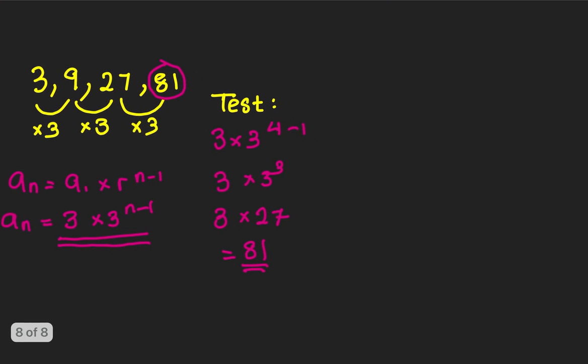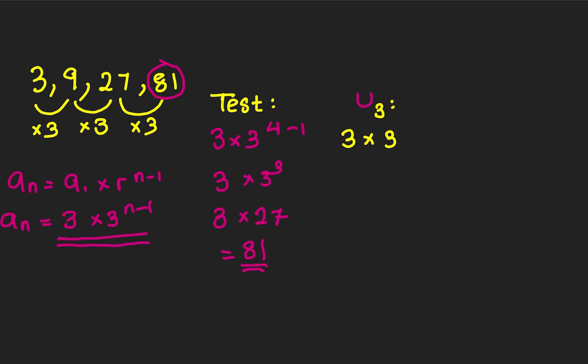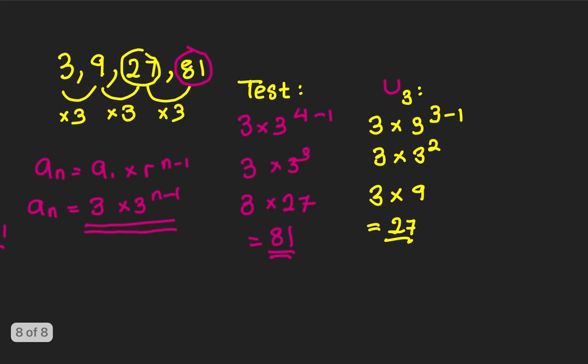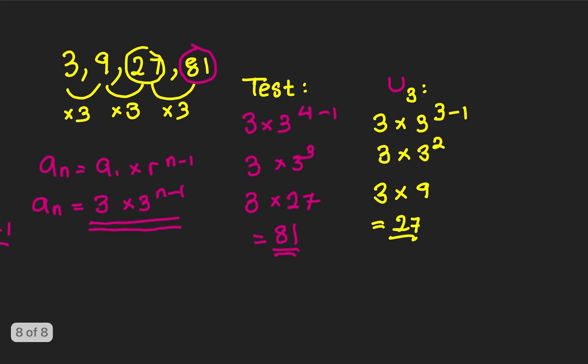Let's go backwards and test our third term. 3 times 3 to the power, our third term, minus 1. 3 times 3 to the power 2. To simplify this even more, 3 times 9 is our expected value. So we're getting 27. Does this work? Yes, it does. It is 27 as we expected. Now we can prove that this formula works accordingly for this sequence.